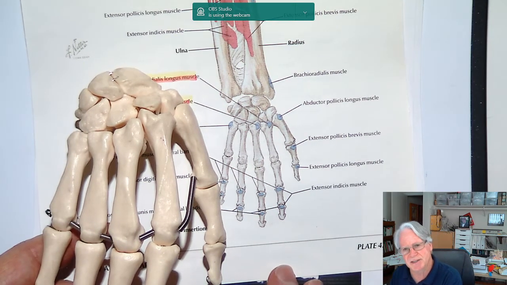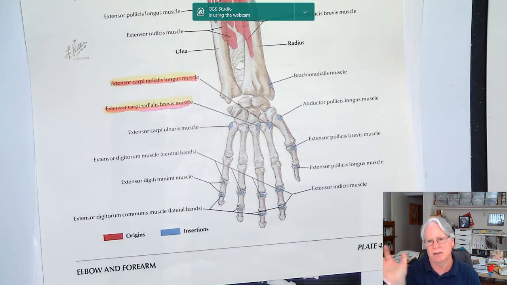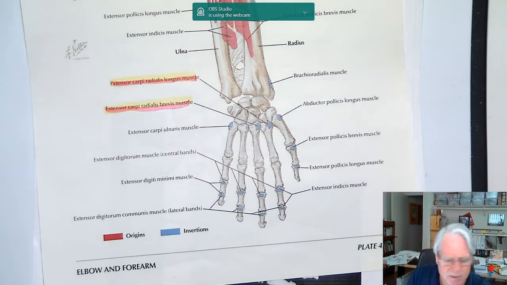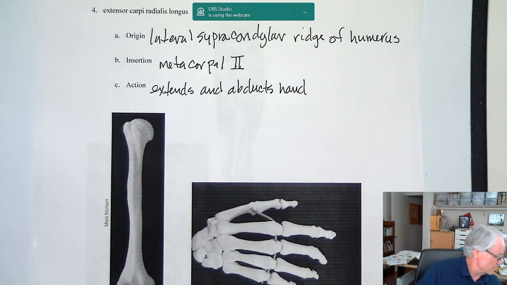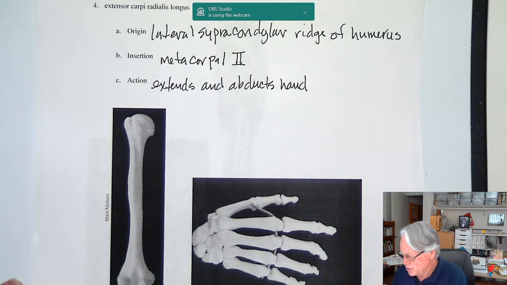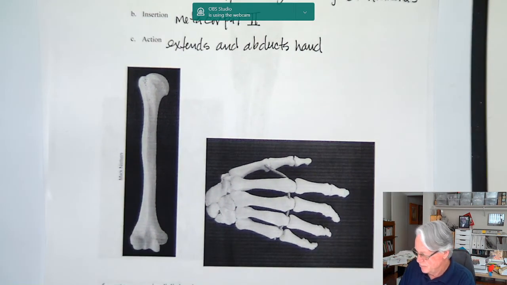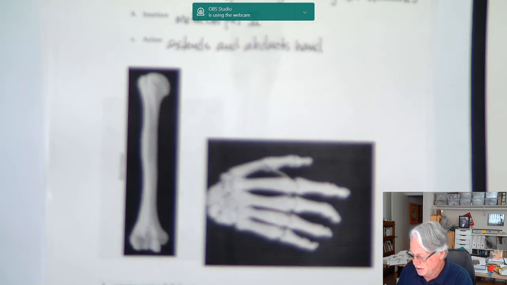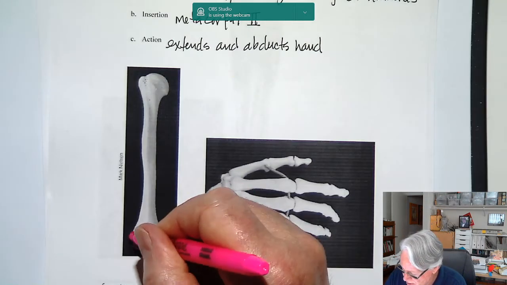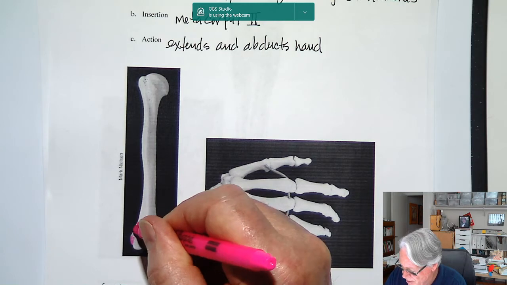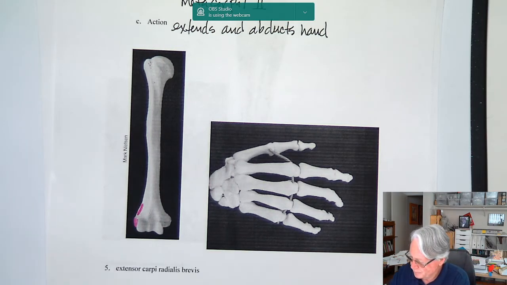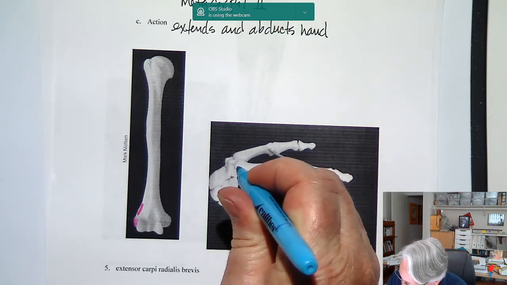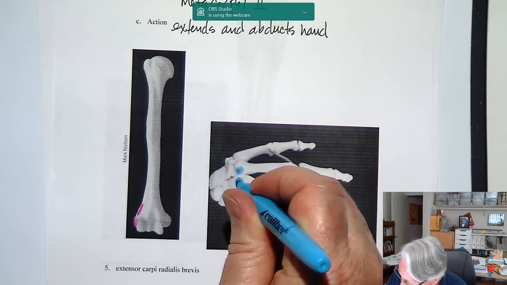Makes sense in the back of the hand, doesn't it? Because you're extending the wrist back this way, so it has to be inserted on the back of the hand, the posterior aspect of the hand. So let's go ahead and put in our colors: red here and red up there, and then we're going to have blue right here and right there.